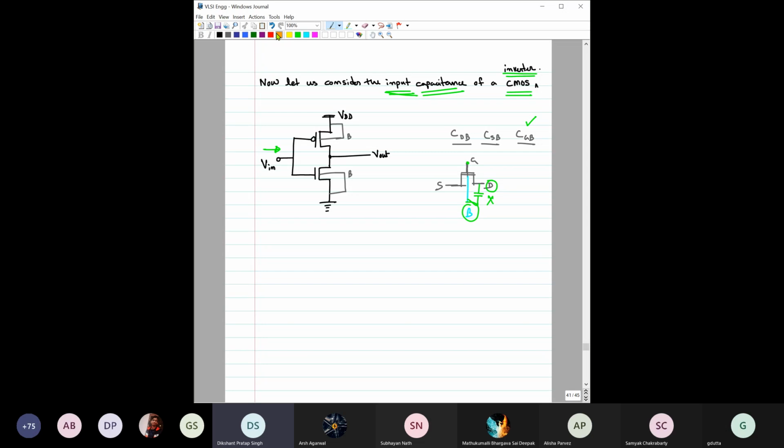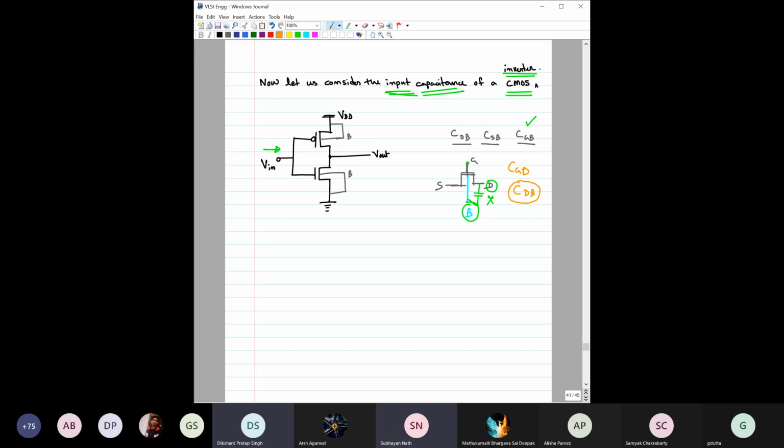Shubhayan? Yes, sir. I was just saying that instead of that divide by CDB, it should be CGD into CDB divided by CGD plus CDB. Okay, CGD into CDB, divided by CGD plus CDB. Why is this CDB coming again? I think I discussed why CDB should not be there. Why do you think CDB should come here?